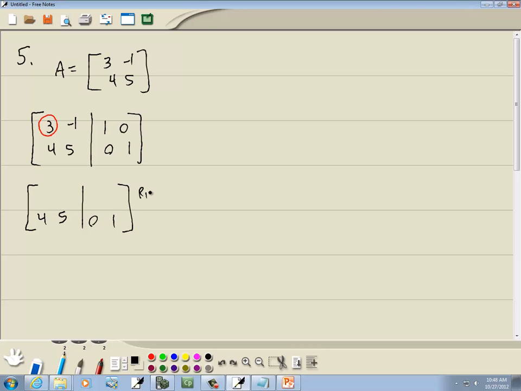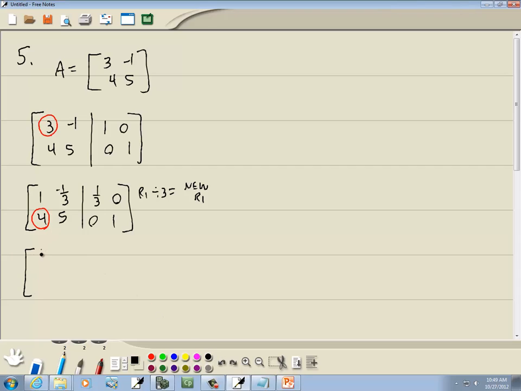So we'll take row 1, divide by 3, and that gives us our new row 1. 3 divided by 3 is 1. Negative 1 divided by 3 is negative 1/3. 1 divided by 3 is 1/3. 0 divided by 3 is 0. Okay, we want to get a 0 below it.